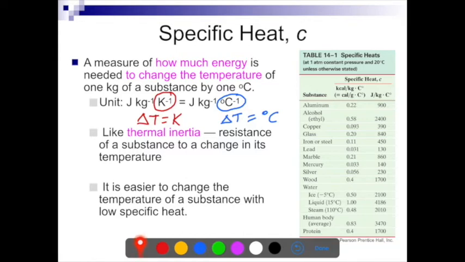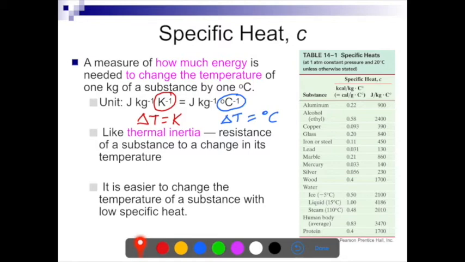Okay, so specific heat measures how much energy is needed to change the temperature. So we can think of specific heat as thermal inertia, or the resistance of a substance to change in its temperature. Therefore, the lower the specific heat, the lower the resistance to a temperature change, and the easier it is to change the temperature. As mentioned earlier, specific heat is a property of the material.